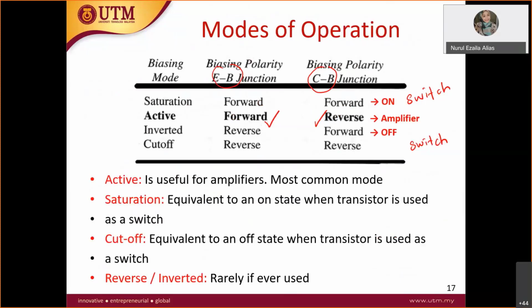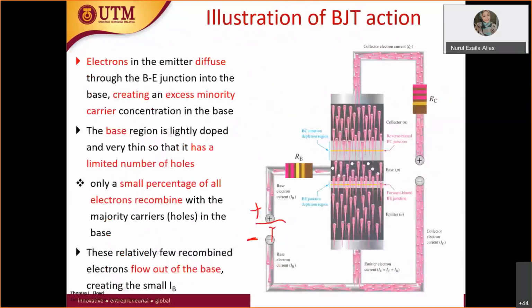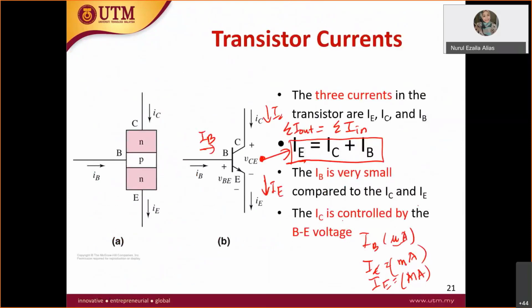So this is the mode of operation. Like I said, each type of mode of operation has its own application. So what application? For active forward, the BJT is used as an amplifier. For saturation and cut off, it will be used as a switch. So there you go, this is the theory part.